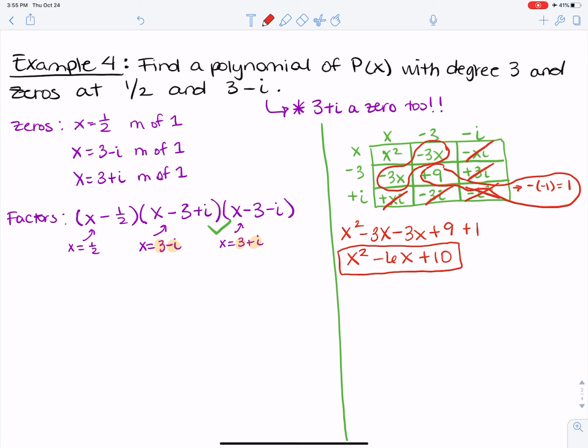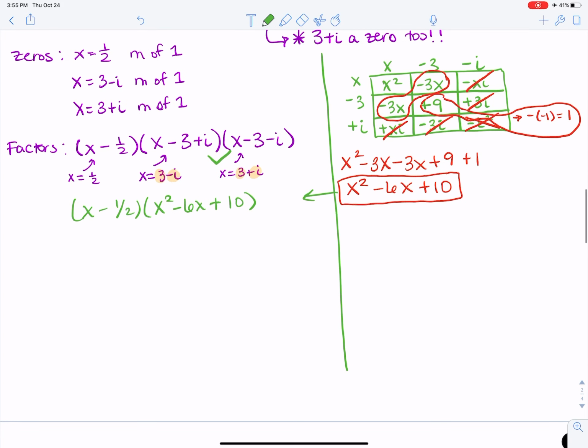Now we have to make sure we understand that that goes over here. So x minus 1/2 times now x squared minus 6x plus 10. And now we have to multiply that as well. We have the endurance. We can do it. X minus 1/2 is going to be on the side. And then our long top part is x squared minus 6x plus 10.